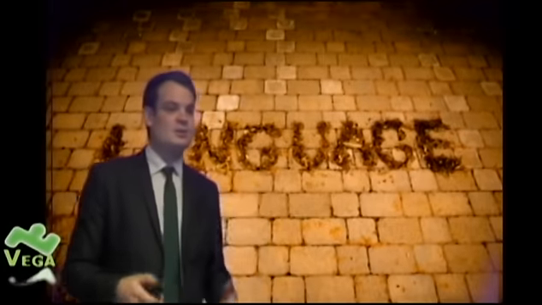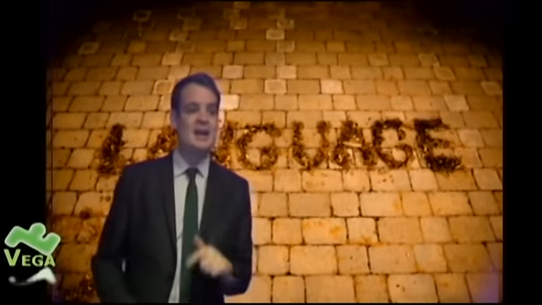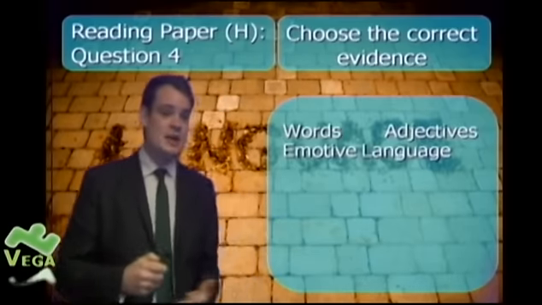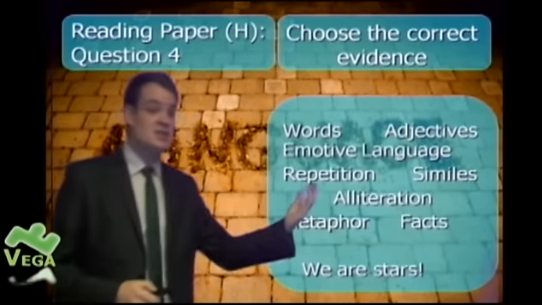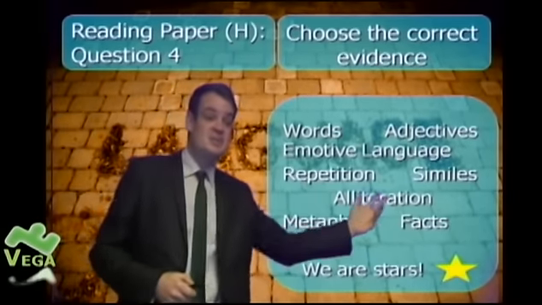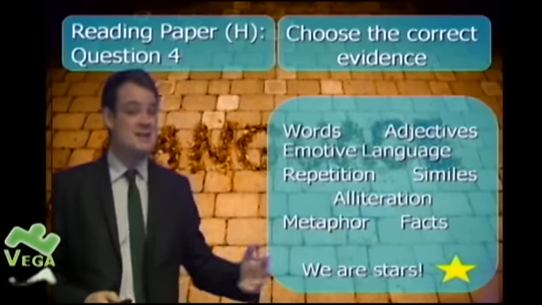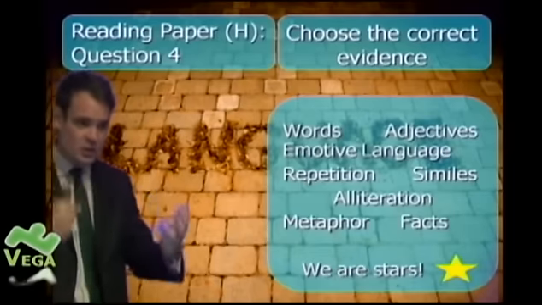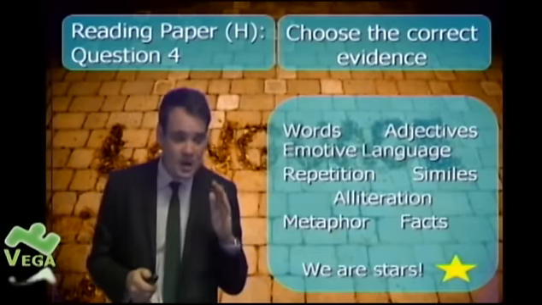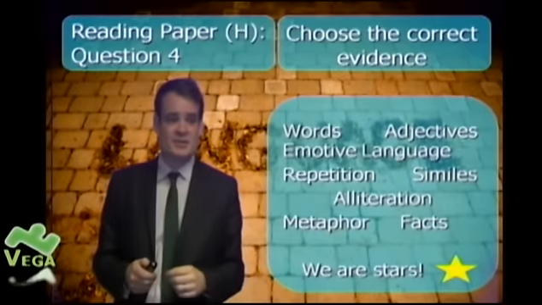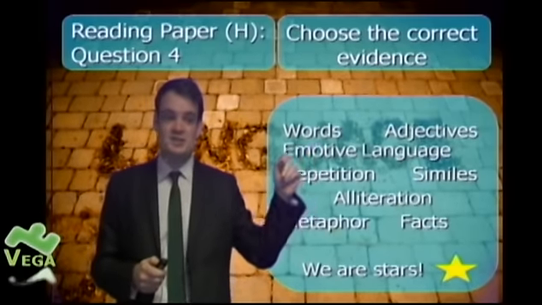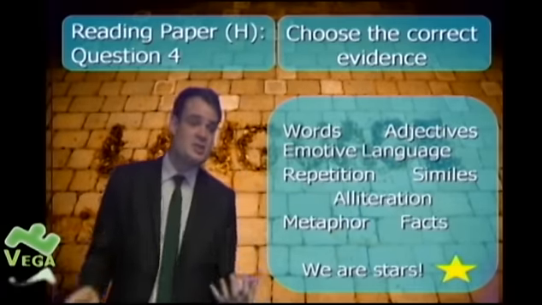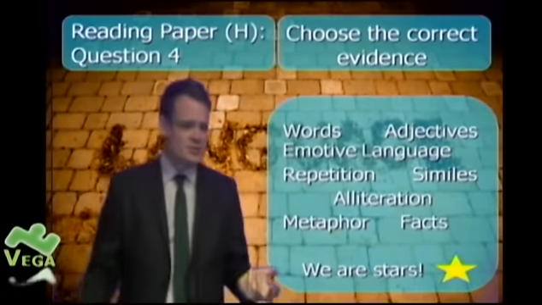What do you write about? The question tells you: language. So, some of the things you can write about, some of the evidence you can choose, words, adjectives, emotive language, things like repetition, similes, alliteration, onomatopoeia if it's there, metaphor, facts. If you have a look at one of our other videos, We Are Stars, that will give you loads of ideas of language features. Not all of these are going to be in every single text, but every text has words. Every text will have adjectives, most texts will have emotive language.